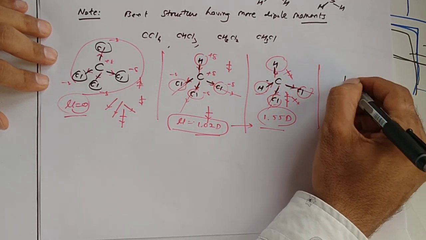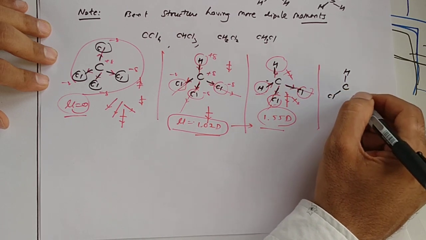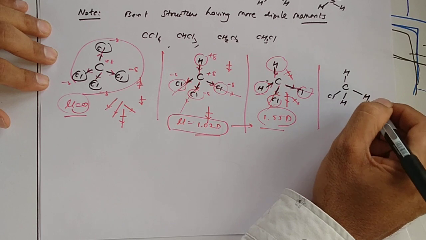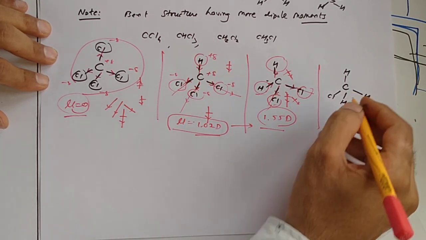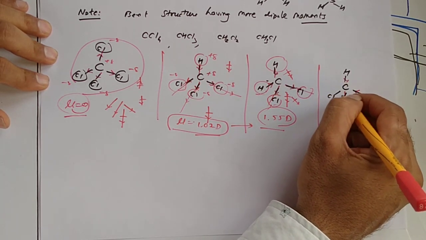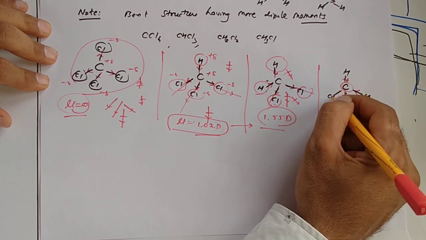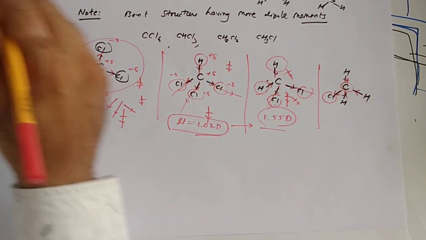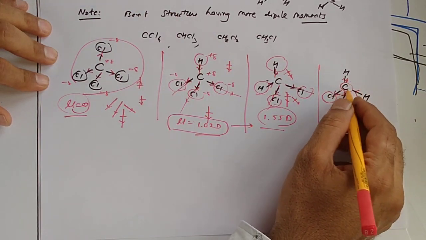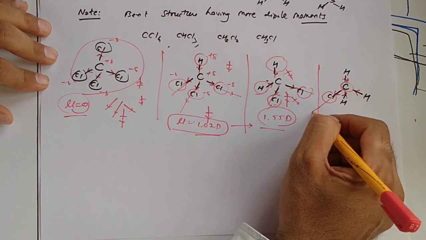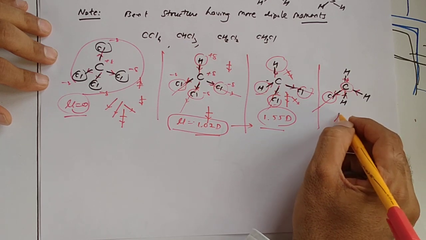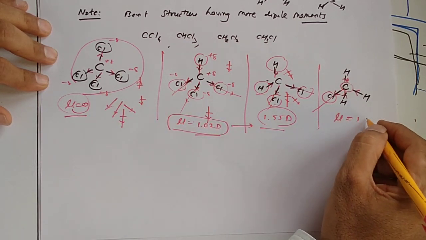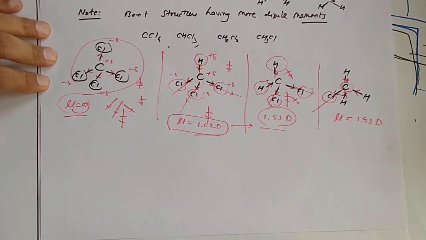In the case of CHCl3 and CH3Cl, here 3 vectors are centralized. One is moving far from the center. 3 vectors coming toward the center, one is far from the center. So the dipole moment is higher. All these 3, 1.93.